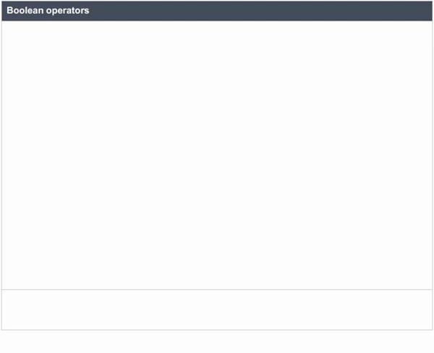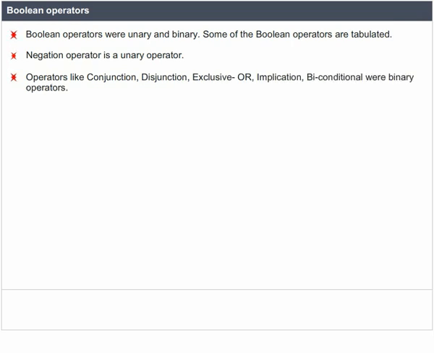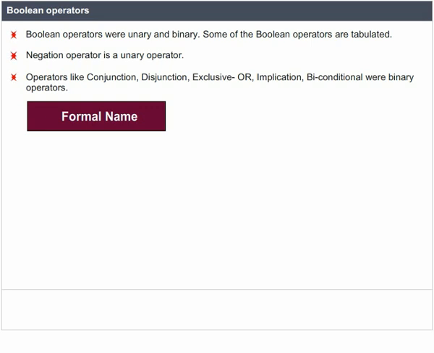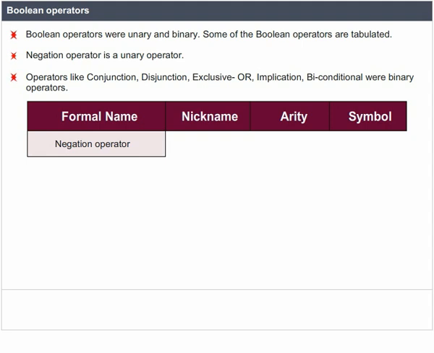Boolean operators. Boolean operators are unary and binary. Some of the Boolean operators are tabulated. The negation operator is a unary operator. Operators like conjunction, disjunction, exclusive or, implication, and biconditional are binary operators. The table shows 4 columns: formal name, nickname, arity, symbol. Negation operator, not, unary, the symbol represents not.